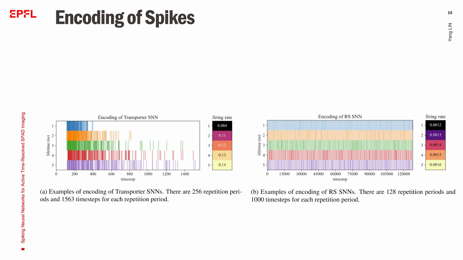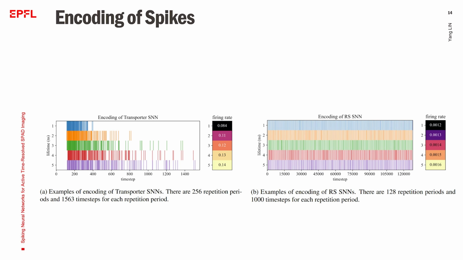Here's the visualization of the encoding of spikes. On the left is the density encoding of the Transporter SNN. The timestamp is subject to an exponential distribution. The shorter the lifetime, the higher the probability that you get a smaller timestamp. On the right is the interspike-interval encoding of the Reversed Start-stop SNN. The spikes are generated by a Poisson process. The longer the lifetime, the denser the spikes. You can see the firing rate increases linearly with the lifetime. Comparing the two encodings, you can see the encoding of the Reversed Start-stop SNN has many more time steps than the Transporter SNN.